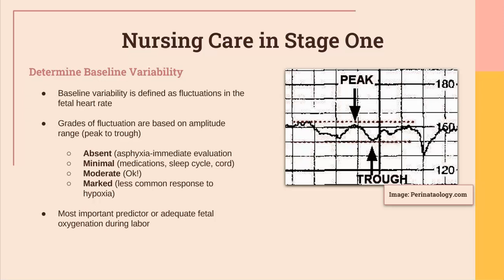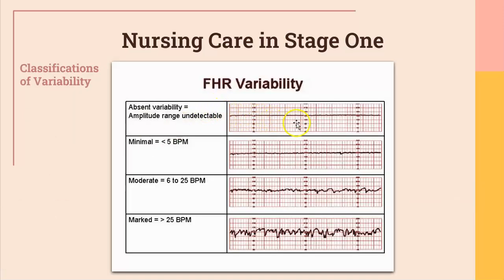So the next thing you want to do after you get baseline is determine variability. Variability is defined as fluctuations in the fetal heart rate. You see these little boxes we talked about are 10 seconds each. Between each box, you have a little bit of a fluctuation. Your peak and your trough, you want that to be between about 5 and 25 beats per minute of a difference. If you don't really see that fluctuation, that's what's called absent variability. So here you can see, there's no real variability when you're looking at each beat compared to each beat.